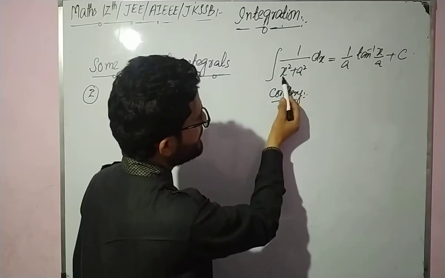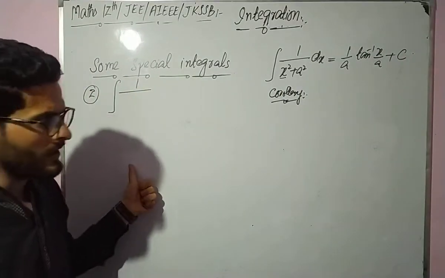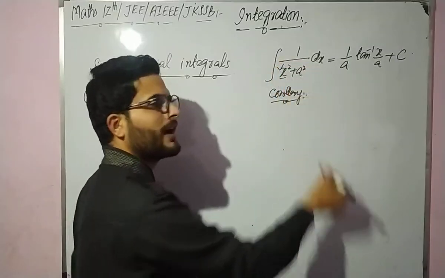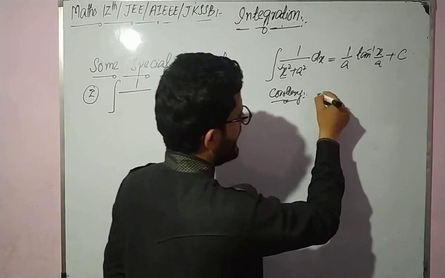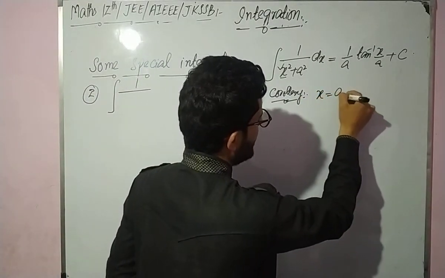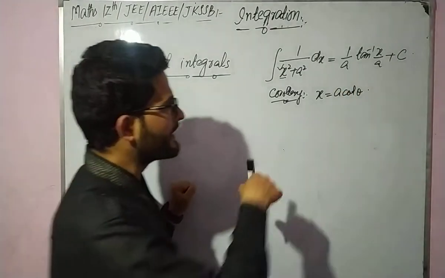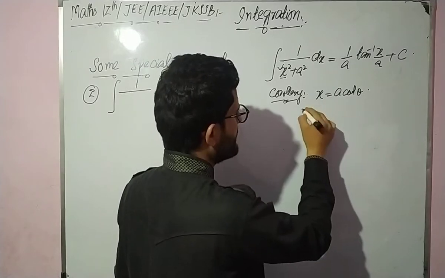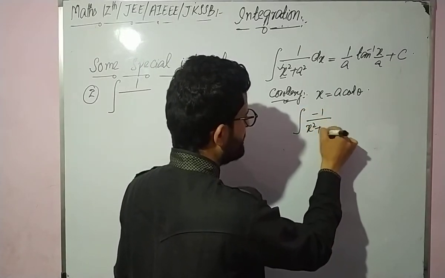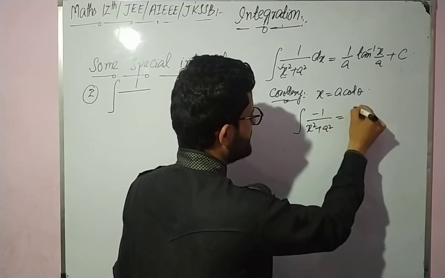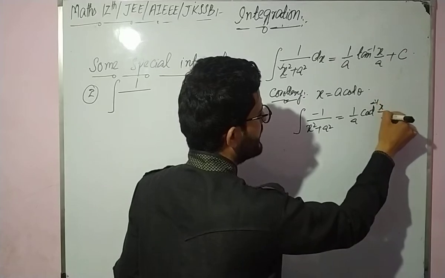अगर हम यहां पे x को, प्रीवियस रिजल्ट में जो हमने थ्योरम प्रूव कर रखी है उसमें, हमने x को पुट किया था a tan theta. अब अगर कोरोलरी में हम x को पुट करेंगे a cot theta, तो ऑब्वियसली ये रिजल्ट बनेगा integration of -1 divided by x square plus a square, and that must be equal to 1 by a cot inverse of x divided by a plus c.